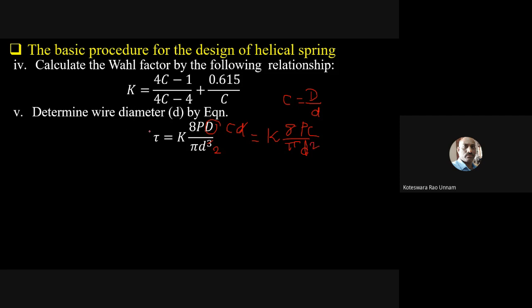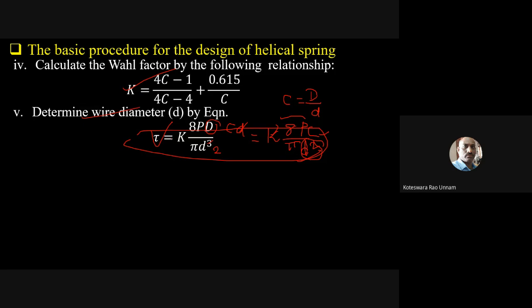So now in this equation I know tau. I already calculated K here. I also know the P value, which I estimated in the first step itself, the required load P. Then C is fixed in the previous third step. So the only unknown is d. Now if I solve this equation, I get the wire diameter.